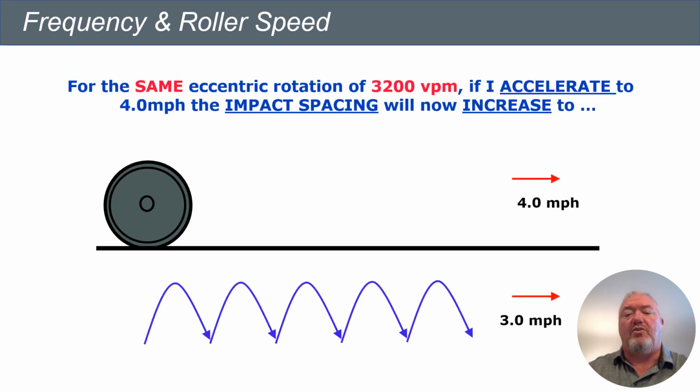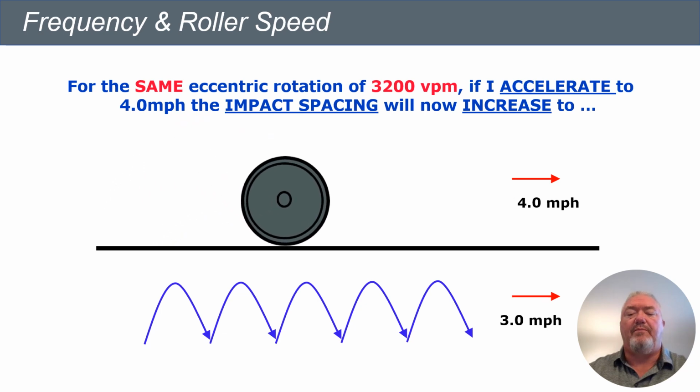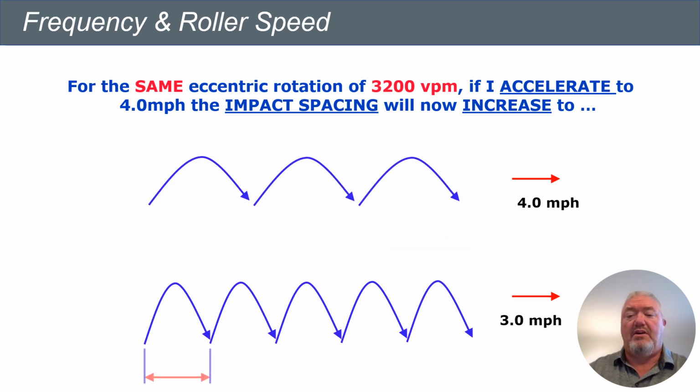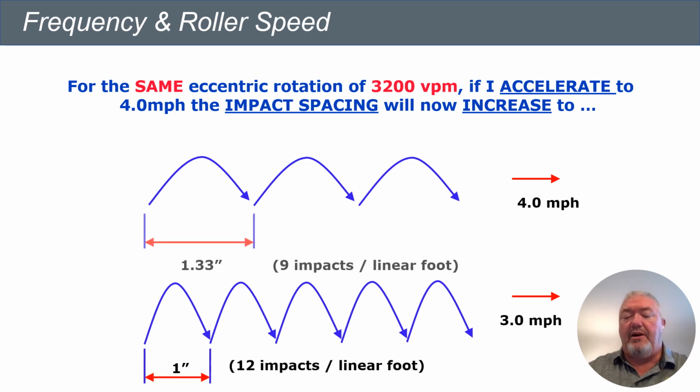Now we take that same roller, the same frequency, only we go from 3 miles per hour up to 4 miles per hour. So now my spacing, instead of that 1 inch or 12 impacts per foot, we're down to 9 impacts per foot. If we start dropping below 10 impacts per foot, we're going to start putting raveling into that material.